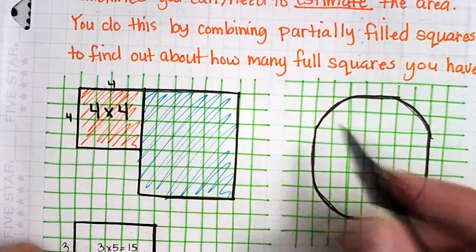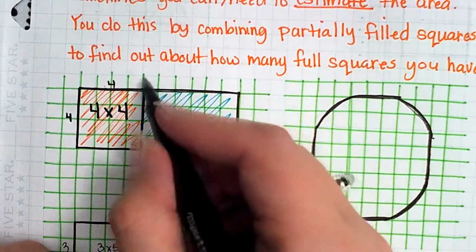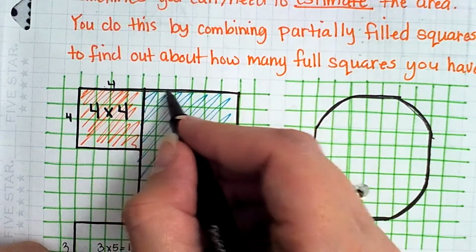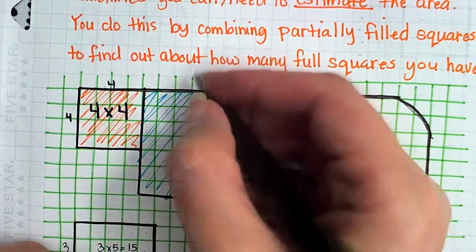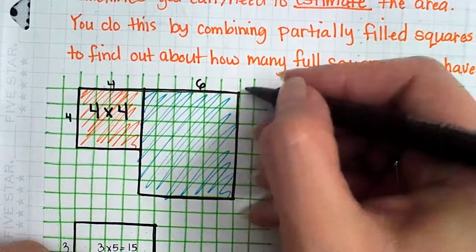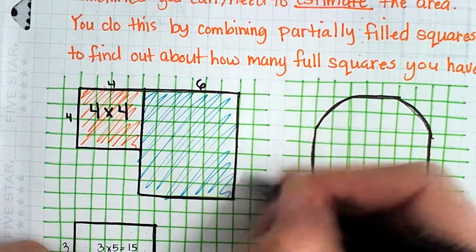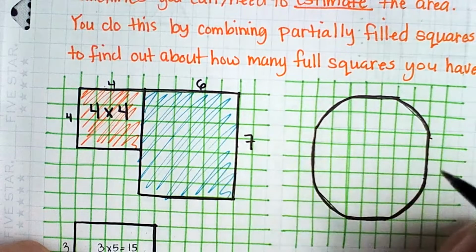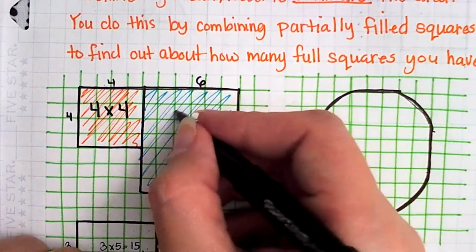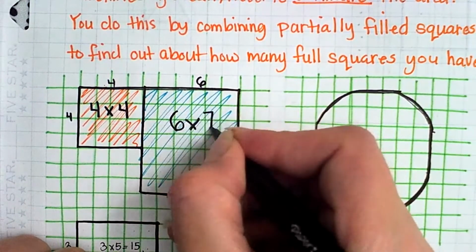Now for this one, this is a separate shape. Remember, I'm treating it like a separate shape. So let's count the length of this one. 1, 2, 3, 4, 5, 6. So this is 6. And then down this way, 1, 2, 3, 4, 5, 6, 7. So this is a rectangle, right? There are different lengths on each side. So to find the area of this one, I need to do 6 times 7.